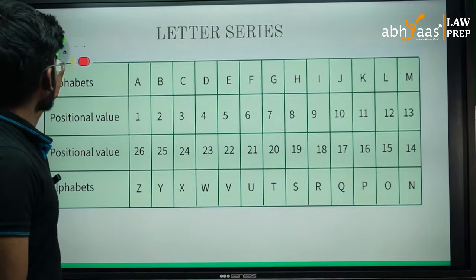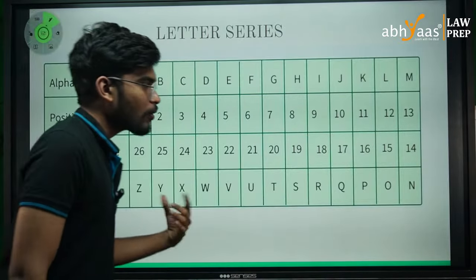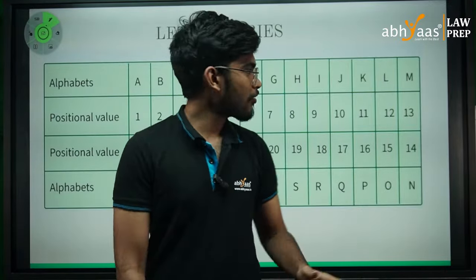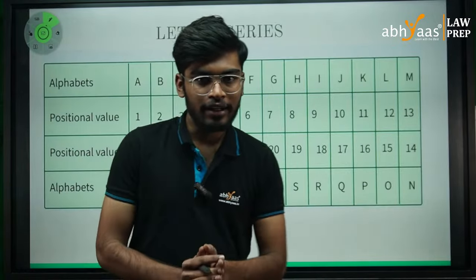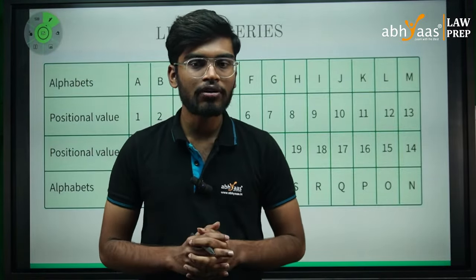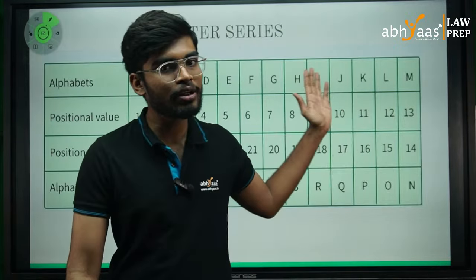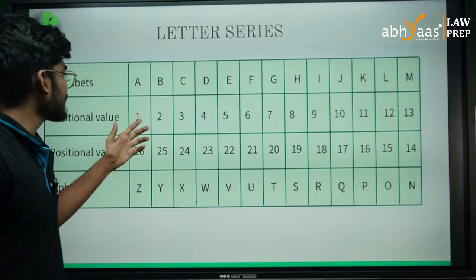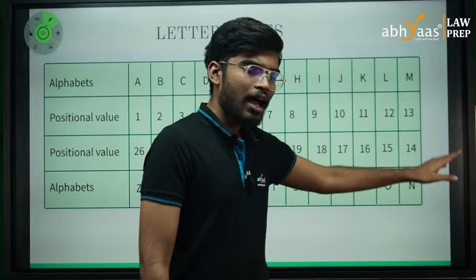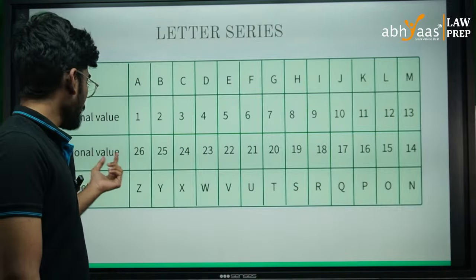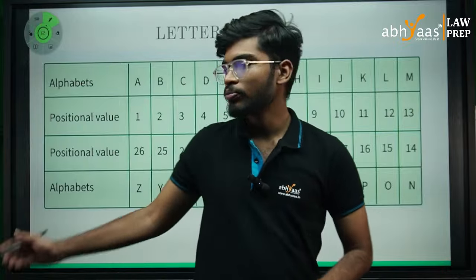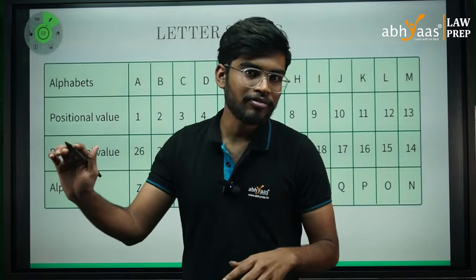Yeah, letter series. To answer the questions in letter series, you need to number the alphabets. The alphabet starts from A and continues till Z, right? So there are 26 alphabets in total. You will be numbering the alphabets from 1 to 26. Like A is 1, B is 2, C is 3, D is 4, and so on. M is 13. And you can write the value of N from this side or that side, that doesn't matter. But you are supposed to write the numerical values for the letters.